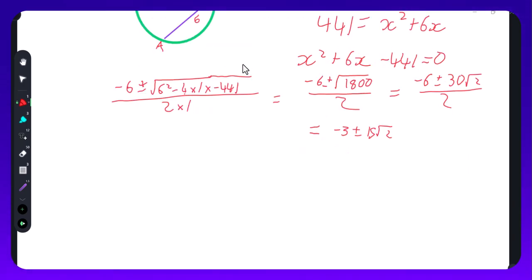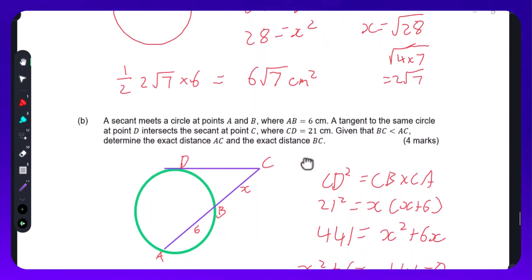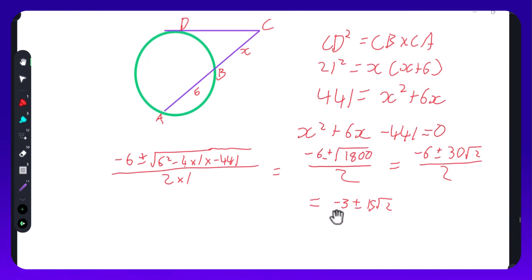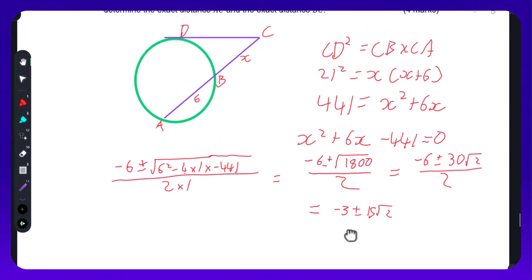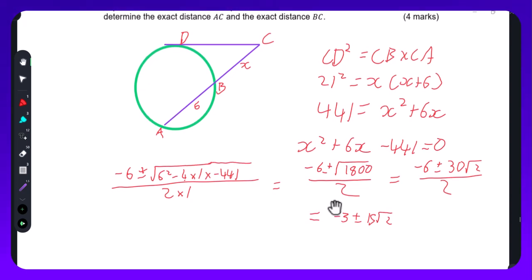So this is what you end up getting, and given that it does say that BC is less than AC, given that this is what you'd end up solving for x, you'd have to pick the smaller one to be BC. So this is what BC would be. And then AC would be 6 bigger than that. So it would be 3 plus 15 root 2.